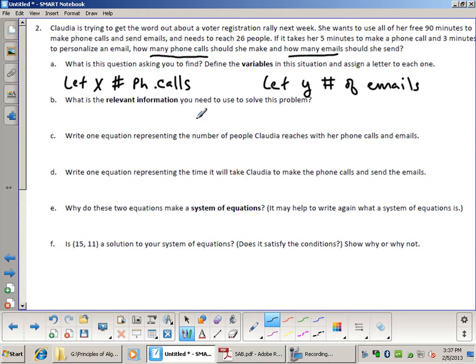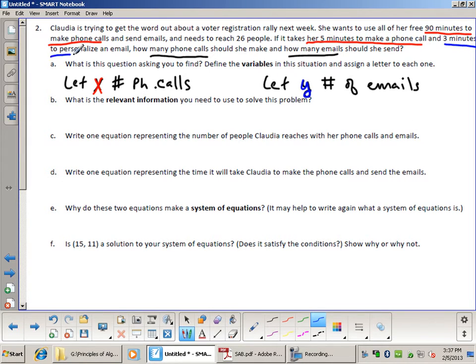If we have this x being phone calls, y being emails, what we probably have to do is look into the problem and see what information is really important to phone calls, and likewise look in the problem and see what information is really important to emails. And I'm going to try to color code it so it makes a little more sense. So when I'm reading this through, I have 90 minutes to make phone calls. Well, that's about phone calls, so I certainly would claim that this is important to phone calls. And send emails and reach 26 people. Like, that's important to both. So I don't know if I can really color code that. It takes her 5 minutes to make a phone call, so obviously that's about the calls, and 3 minutes to personalize emails.